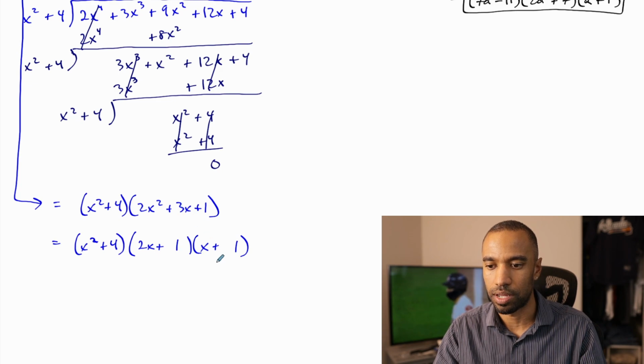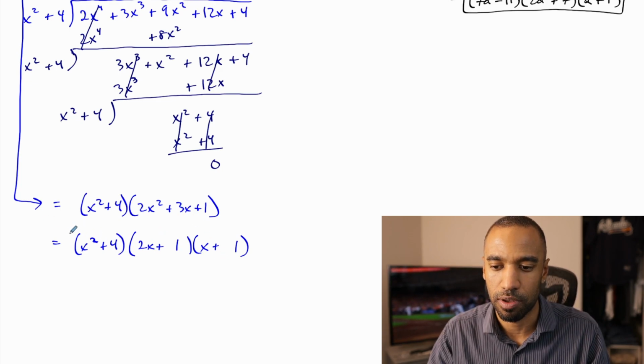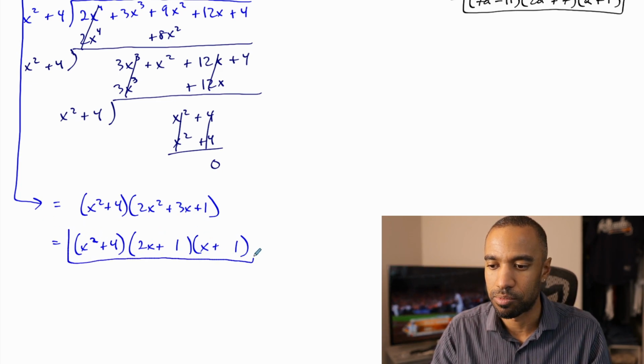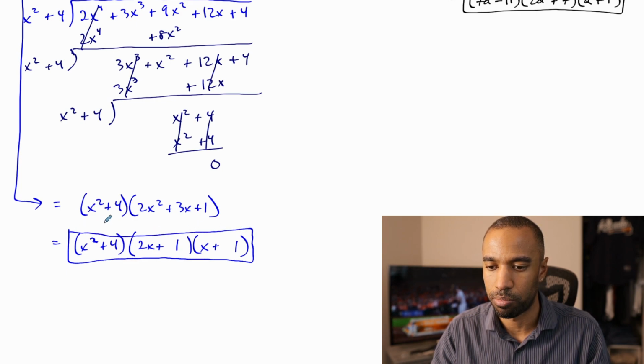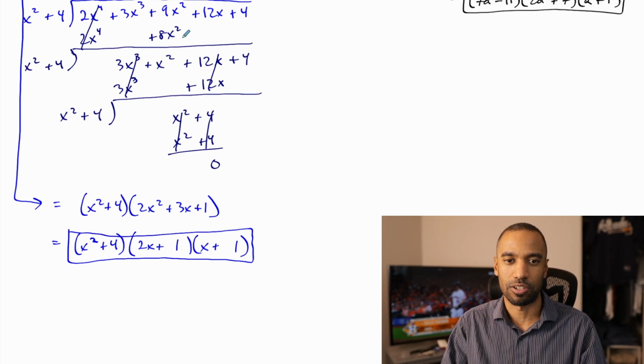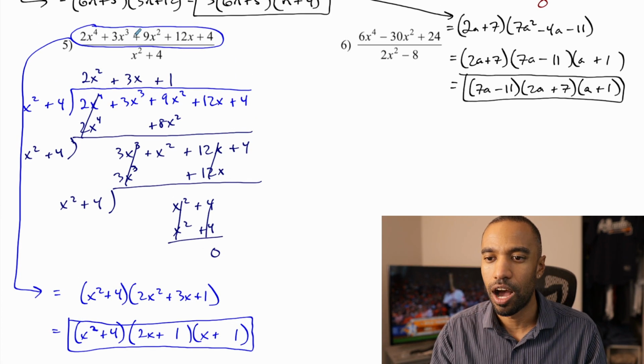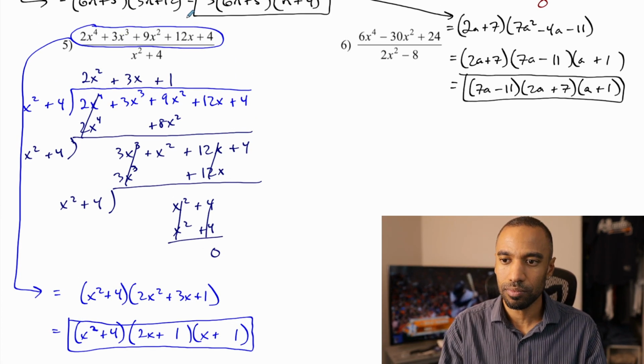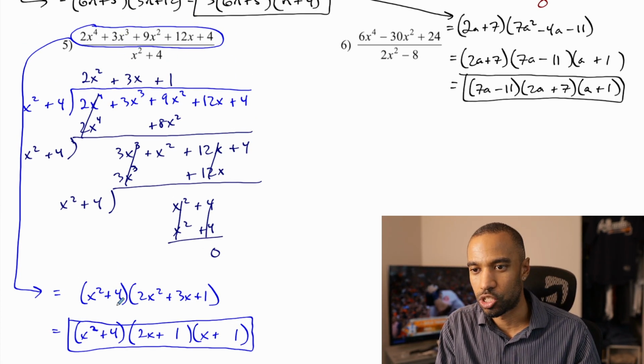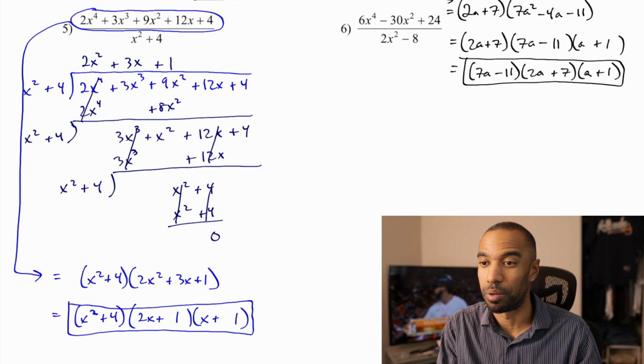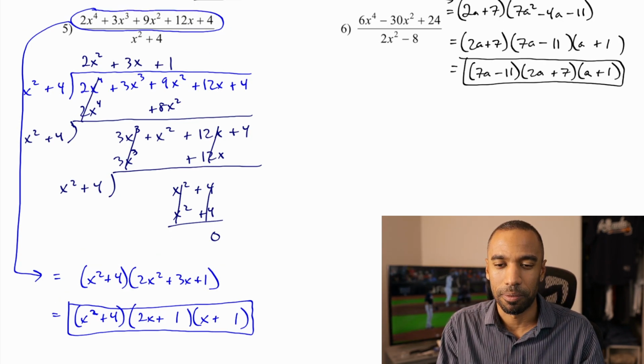2 plus 1 is 3. Yep, that seems to work out. So there's my final result. X squared plus 4 times 2x plus 1 times x plus 1. And that's the final factorization of that original expression, as we divided the x squared plus 4 out, if you will. All right, number 6.